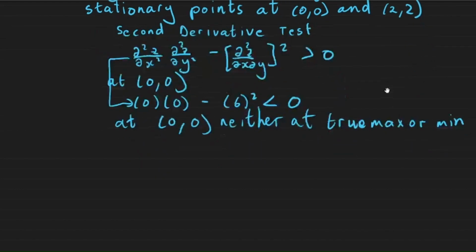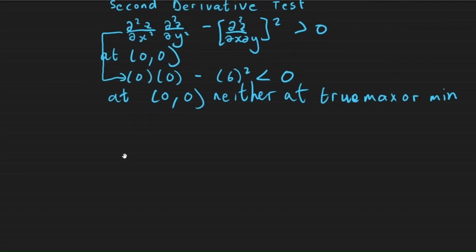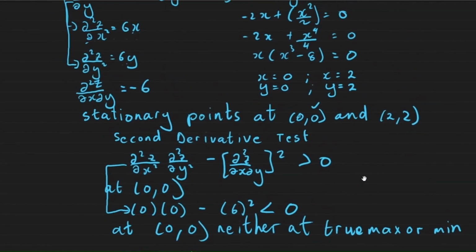We now apply the same for the point 2, 2. So at 2, 2, we substitute these values in. Remember that the second derivative is 6x and it's 6y. So 6 times 2 is 12, and 6 times 2 is 12 again. So we're at the point 2, 2, and just let's remind ourselves, second derivative with respect to x is 6x, so we're substituting 2 in here, so that's 6 times 2.